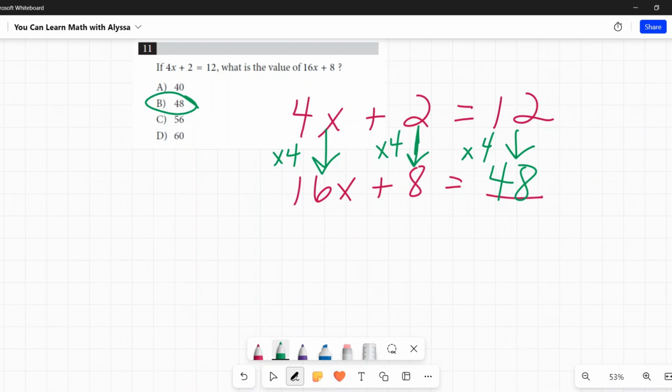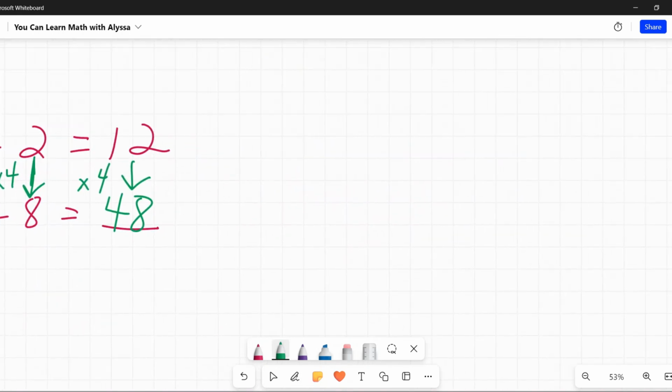That is a little shortcut, because you can change 4x plus 2 equals 12 into this by multiplying the whole thing by 4. That's the principle that's happening here. So again, same answer, B, 48. Both methods are perfectly fine.